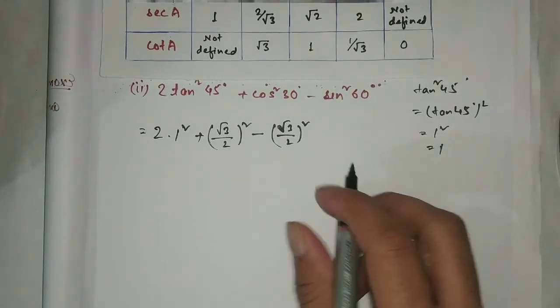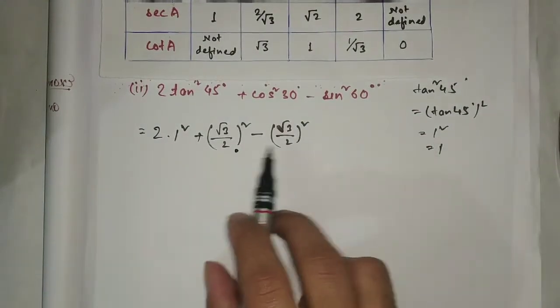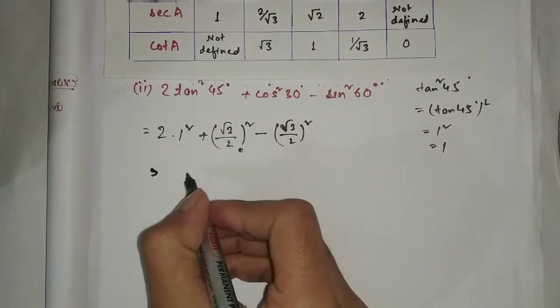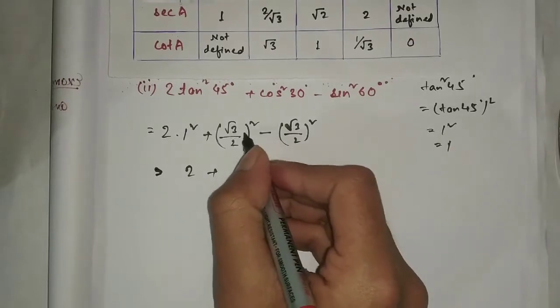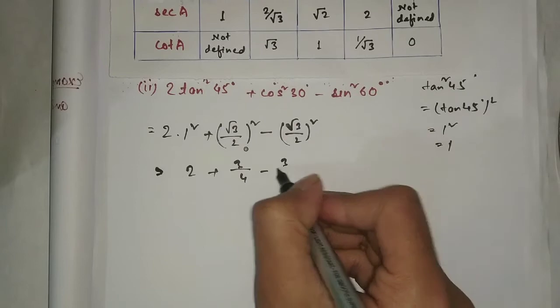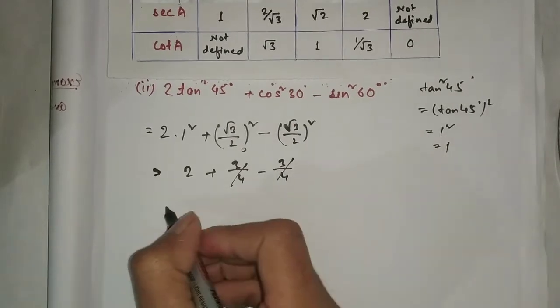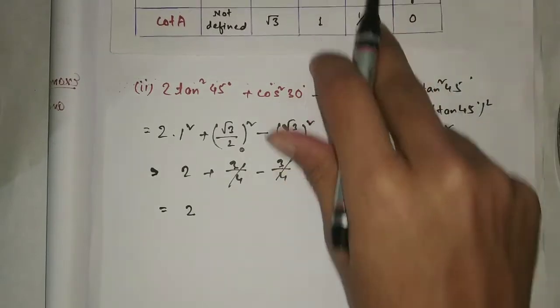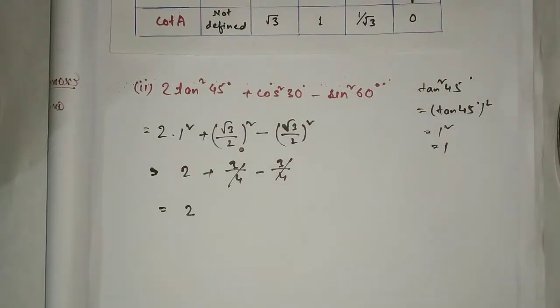We see that these two terms get cancelled out because they are exactly the same. Or we can add one more step: 2 plus root 3 square is 3 and 2 square is 4, minus again 3 by 4. These two get cancelled out and all we are left with is 2. So we solved it to get the answer 2.